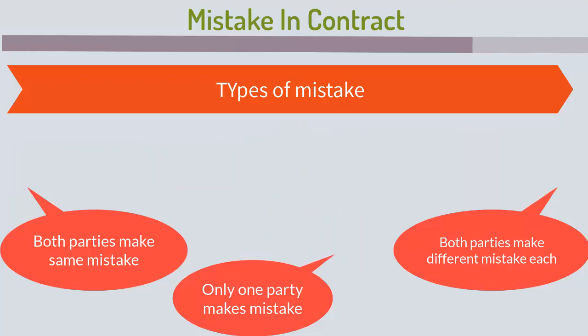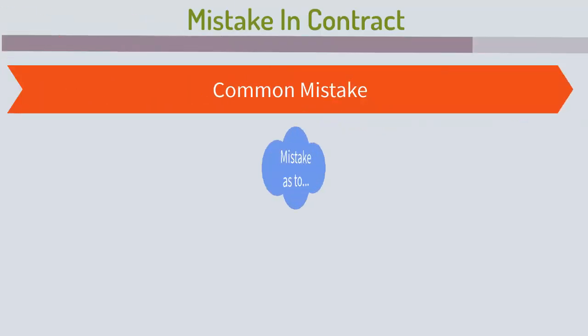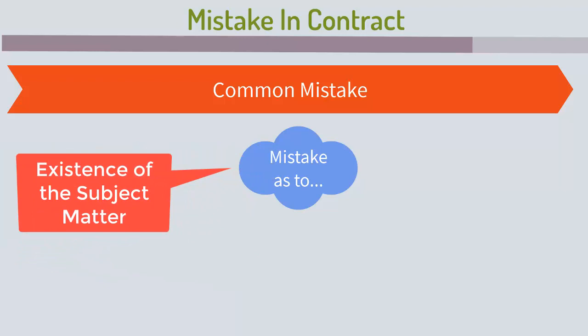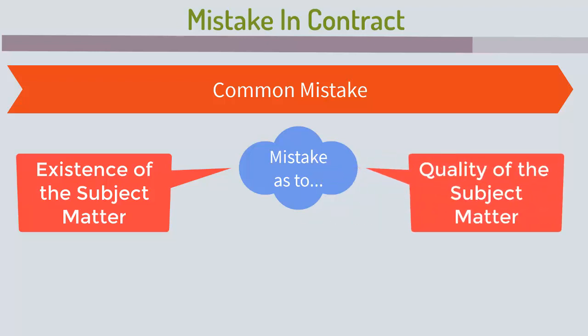We will now consider the first type of mistake, which is common mistake. So under common mistake, two main groups of cases have arisen. One, cases where the mistake is over the existence of the subject matter. By subject matter, we mean whatever is being bargained for within the contract, the goods or services. And secondly, cases where the mistake is over the quality of the subject matter.